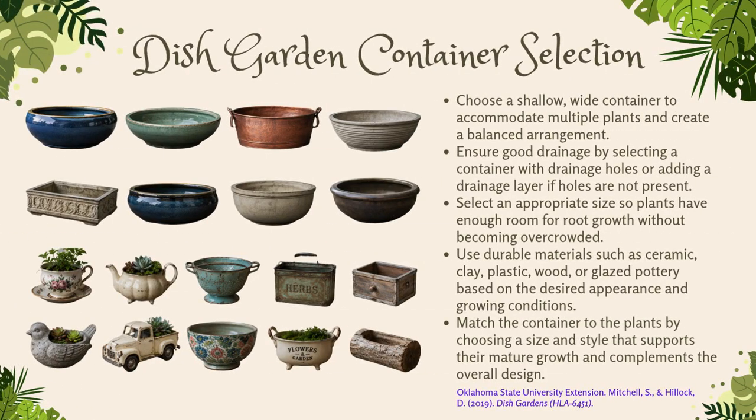Choosing the right container is one of the most important decisions because it affects both the appearance and the health of the plants. Dish gardens are usually planted in shallow, wide containers. This gives enough room to arrange several plants without making the container too deep. Drainage is also extremely important. If the container has drainage holes, excess water can escape naturally. If it doesn't, a drainage layer should be added and watering needs to be done more carefully to avoid root rot. The container should also be large enough to allow room for future growth while keeping the overall arrangement balanced.